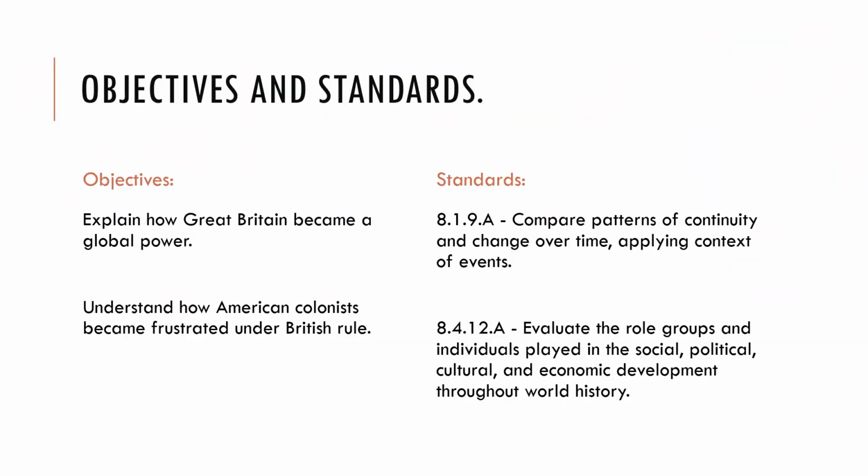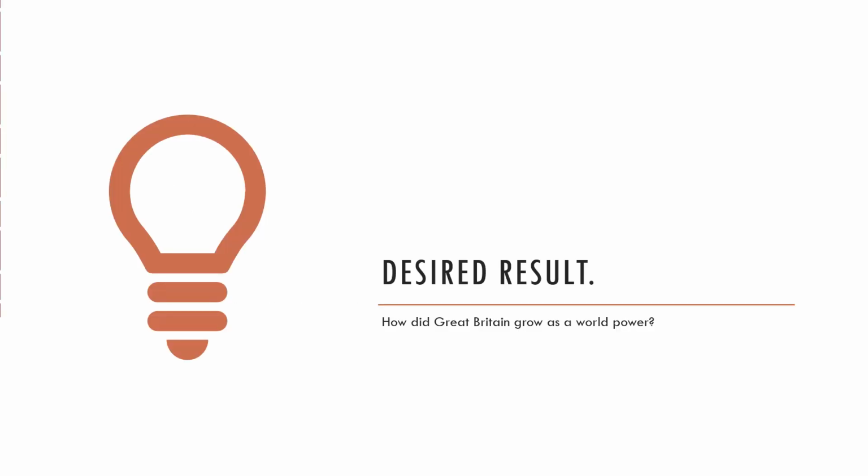So we have our objectives and standards here. Explain how Great Britain became a global power, and understand how American colonists became frustrated under British rule. Take a moment there to look over the standards, please. And our desired result, how did Great Britain grow as a world power? Think about some of the elements which allow for Great Britain to grow as a world power, and how did they expand that world power as well?